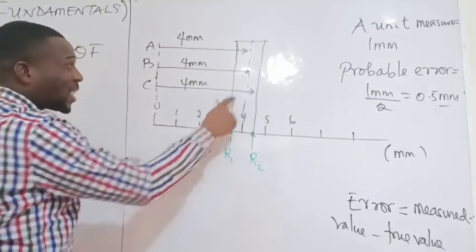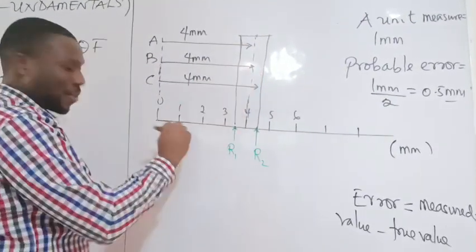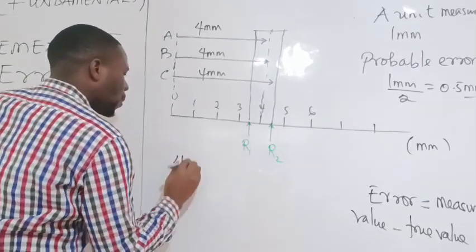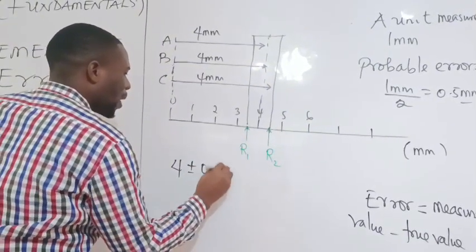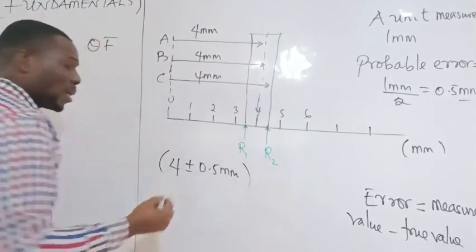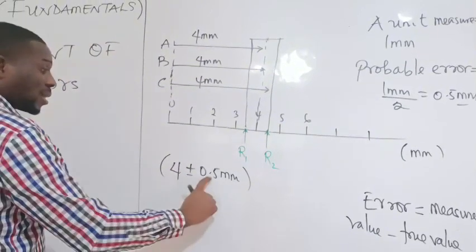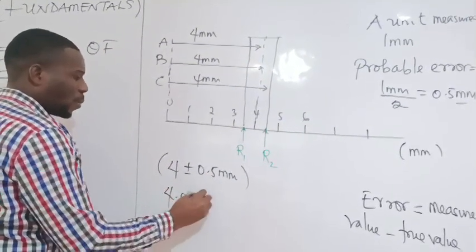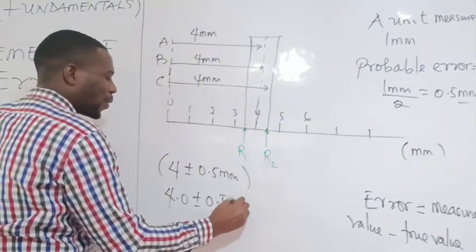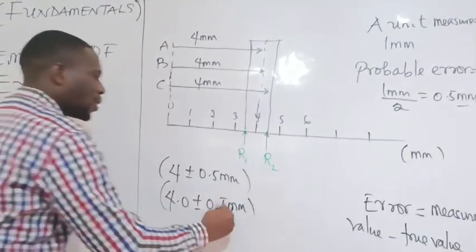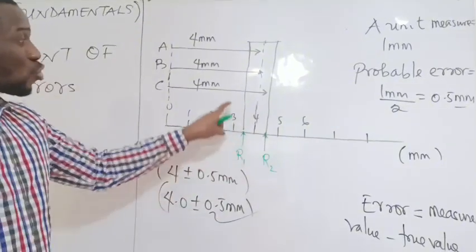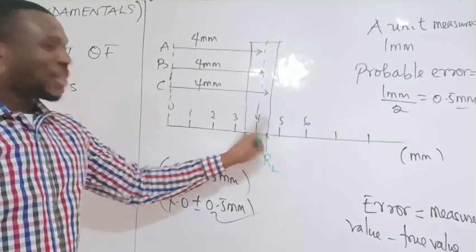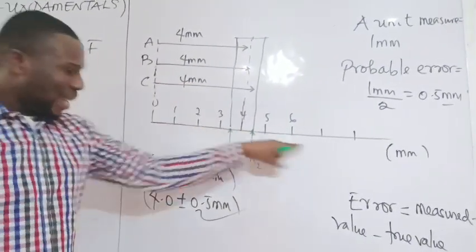So to make this reasonable, if the answer will be reported by each of these persons, taking into account the range of errors in which the measured value falls, then this will be 4 plus or minus 0.5 millimeter. And of course, I could be detailed with it. Since the probable error is for 1 decimal place, I could just say this is 4 plus or minus 0.5 millimeter. And of course, this is correct. Why? Because there is room for the range of errors that is encountered in this scale.